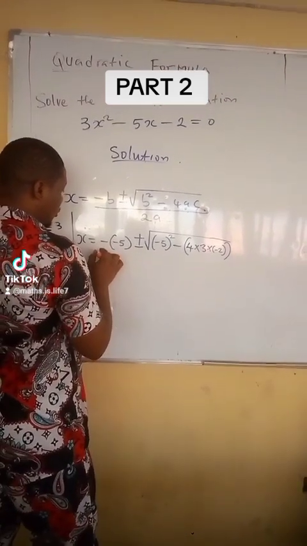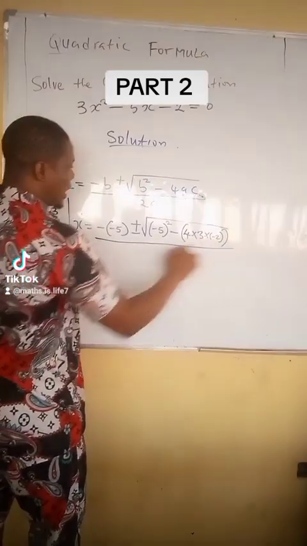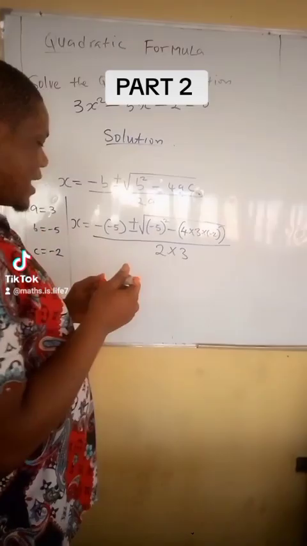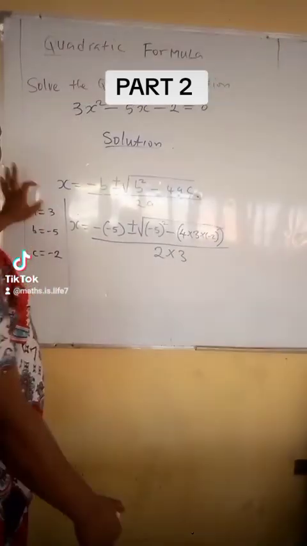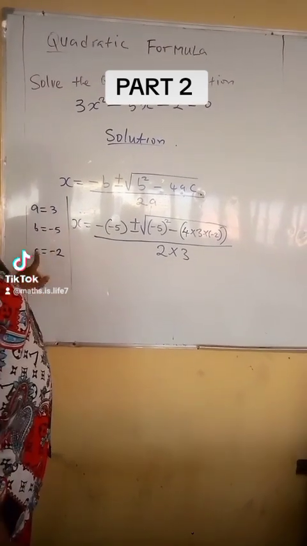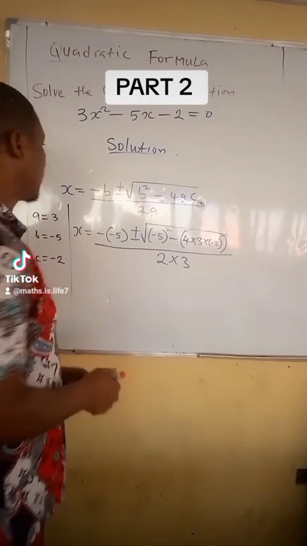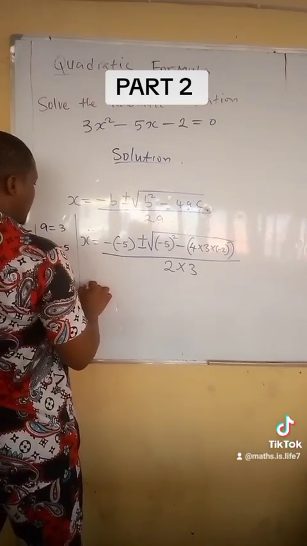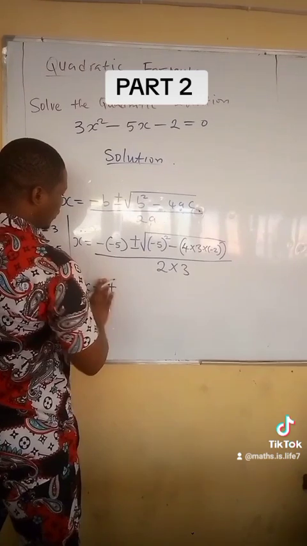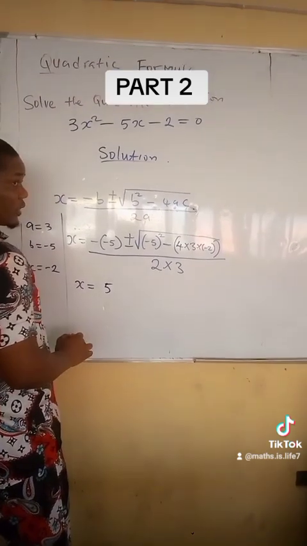Remember I told you your division sign must start from this minus sign down to the end, times 2 times 3. Look at what I've done now. I have successfully replaced all the letters with their given coefficients. A is 3, b is minus 5, c is minus 2. The essence of listing this out is so that when you are substituting, you don't mix them up. So x is equal to, instead of using plus, just say minus times minus is plus. I'll put 5 now. You see the essence of that bracket?